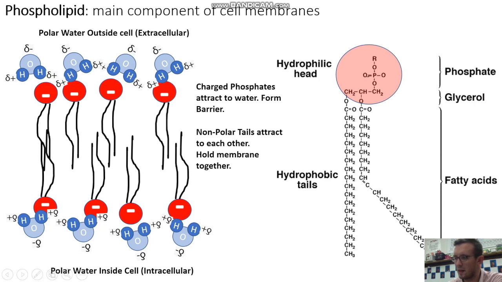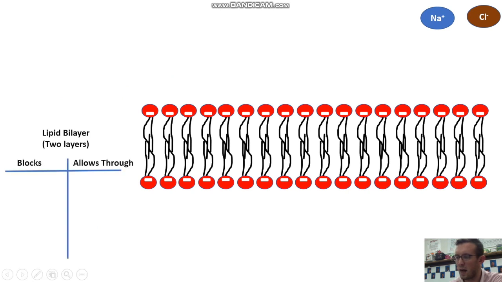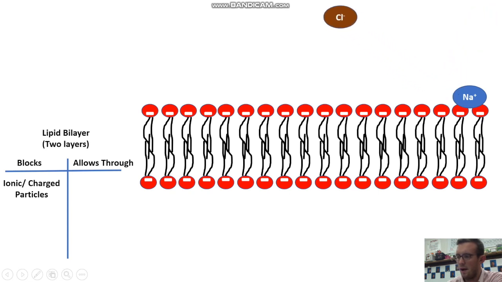We call this double layer of phospholipids the lipid bilayer, which just gets its name from the two layers that are formed. The lipid bilayer is really good at blocking certain types of molecules. It can block ionic molecules or charged particles. For instance, sodium and chlorine ions, salt ions, will not be able to get through the lipid bilayer. The sodium, because it would attract to the negatively charged phosphate heads, and the chlorine, because it would repel. The lipid bilayer is also good at blocking really large molecules. They just simply can't fit through.